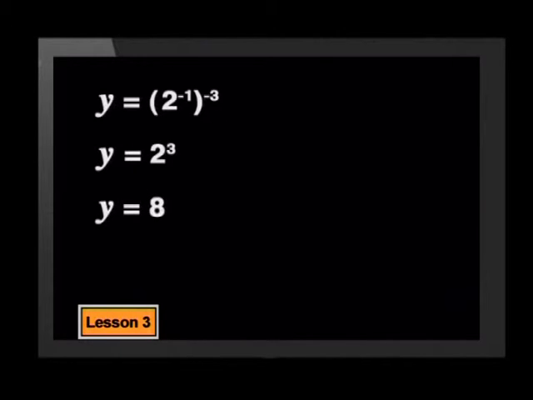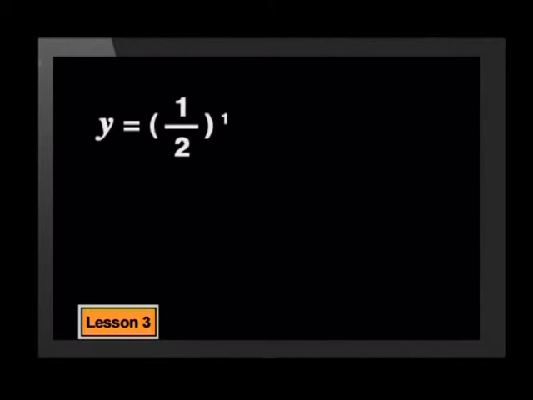Let's start here with x equal to negative 3. y will be 2 to the positive 3, that's 8. When x is negative 2, y will be 2 squared, and that's 4. For x equal to negative 1, y is just 2. Then 2 to the 0 is always 1.